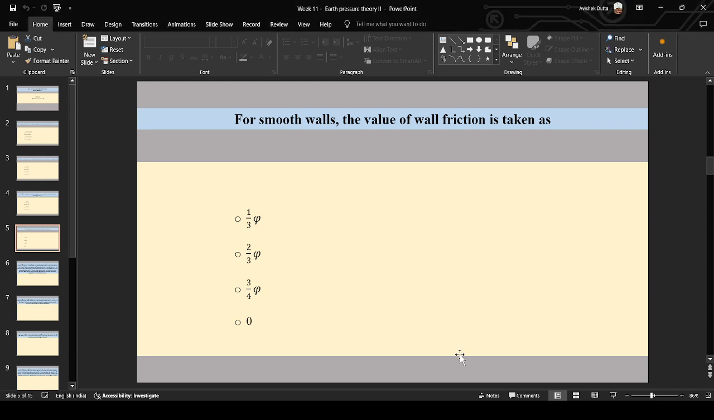The options are option 1, 1 by 3 phi, option 2, 2 by 3 phi, option 3, 3 by 4 phi, option 4, 0. Phi is the angle of internal friction of the soil.